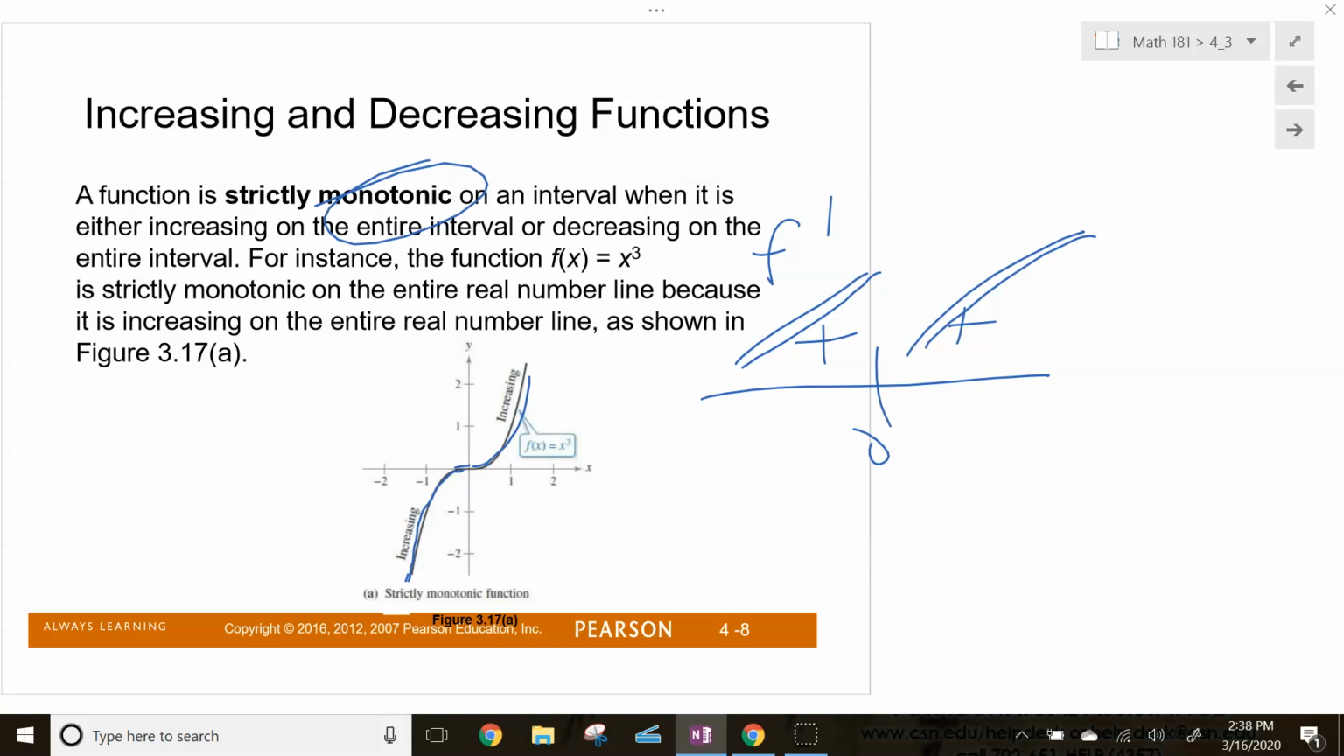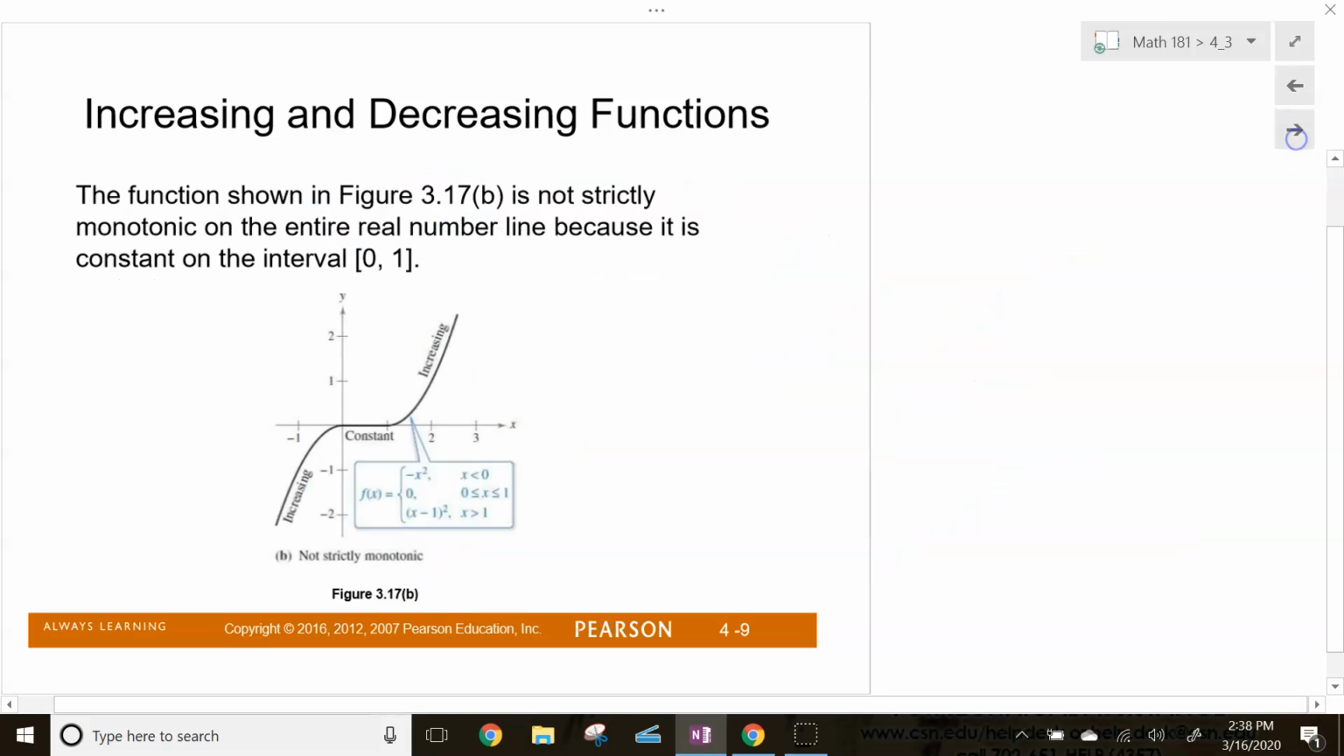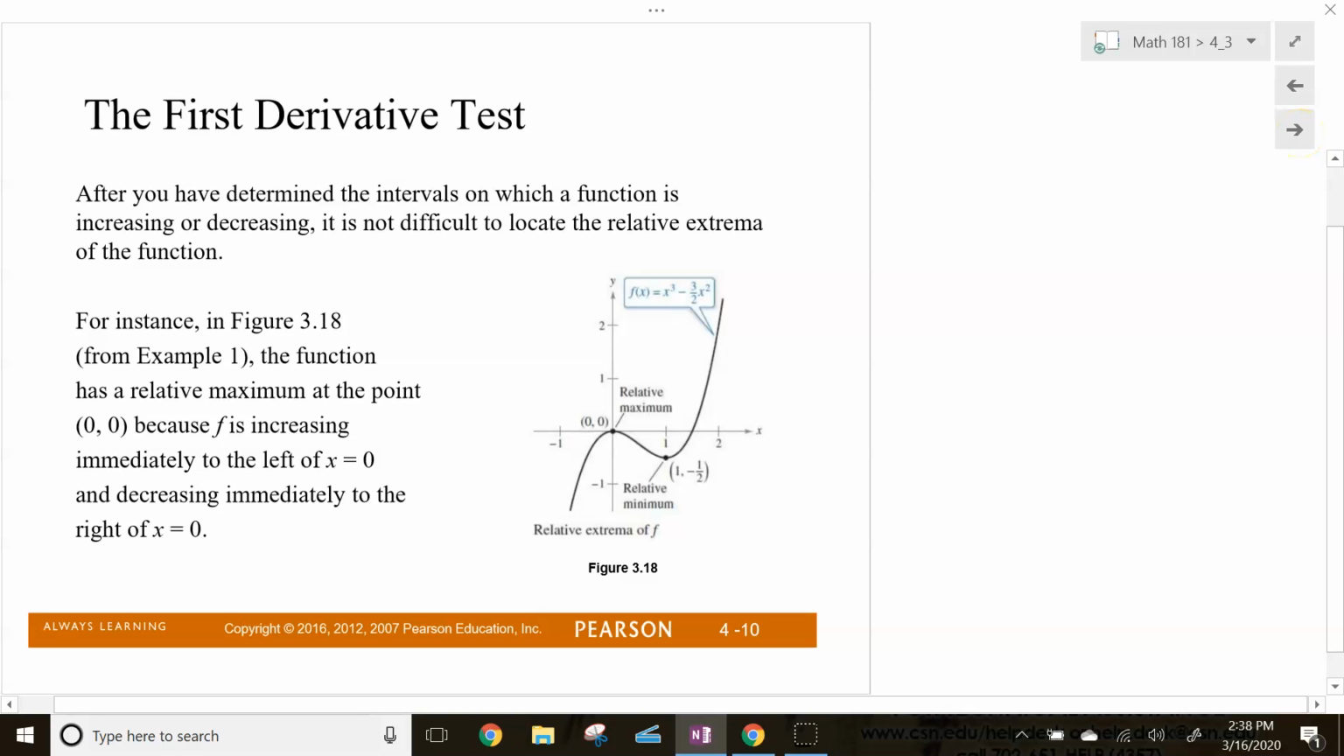If it had turned, right, if it had increased and then decreased, it would not be monotonic. All right, this one is not monotonic. It increases, but then it goes constant for a while, and then finally increases. Again, it's got to stay increasing or stay decreasing to be monotonic. This one, again, not monotonic.